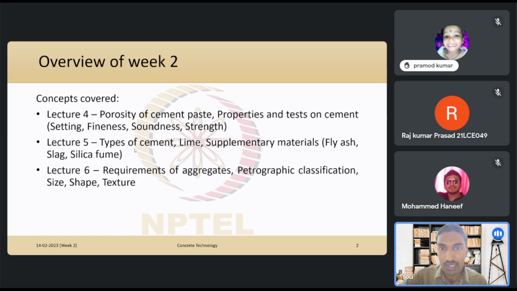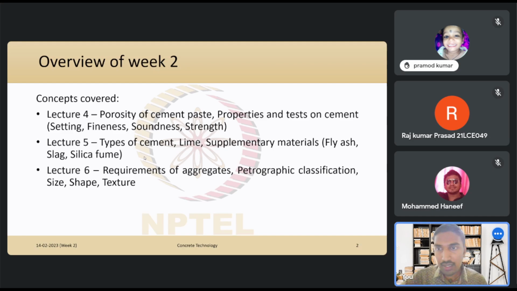And then we looked at lime, its types, and the reactions that take place with lime. We also looked at different supplementary materials that could be used in the production of cement, like fly ash, slag, and silica fume. We replace some proportion of the cement with these materials to get better durability, enhanced performance, and so on.